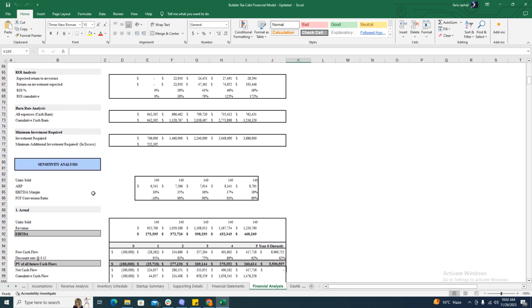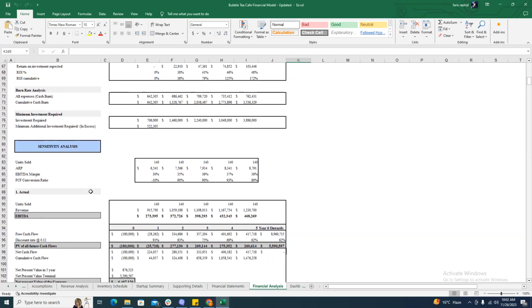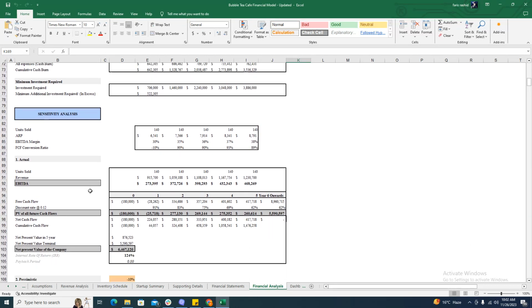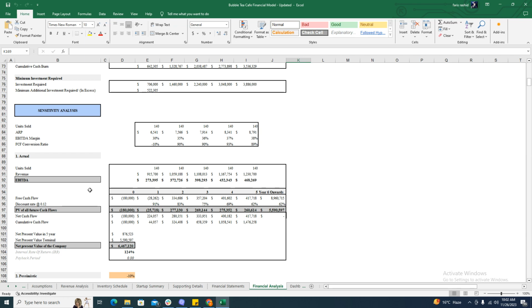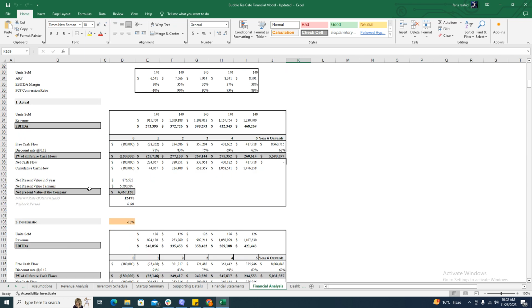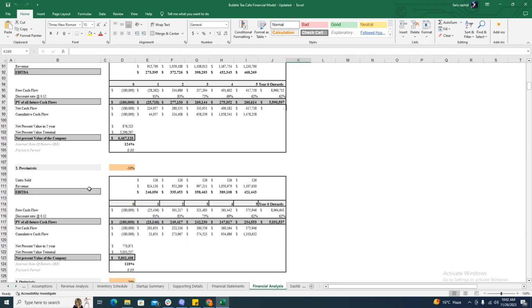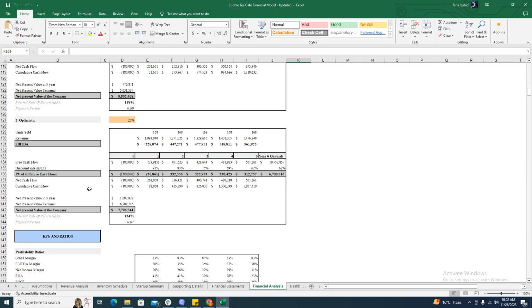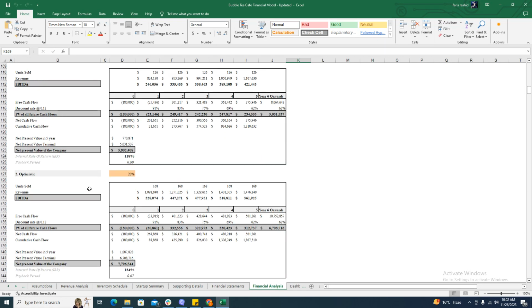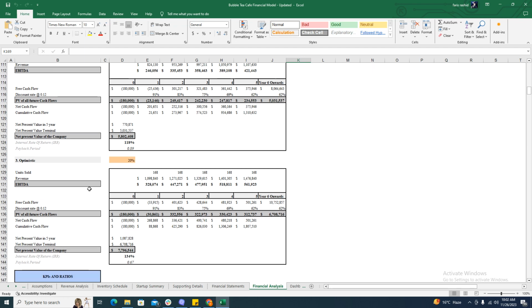Then comes the sensitivity analysis. This sheet, this table basically gives you three different scenarios on which the business is functioning. That is the actual and a pessimistic and optimistic approach, and shows how the company will be functioning in each of the scenarios.